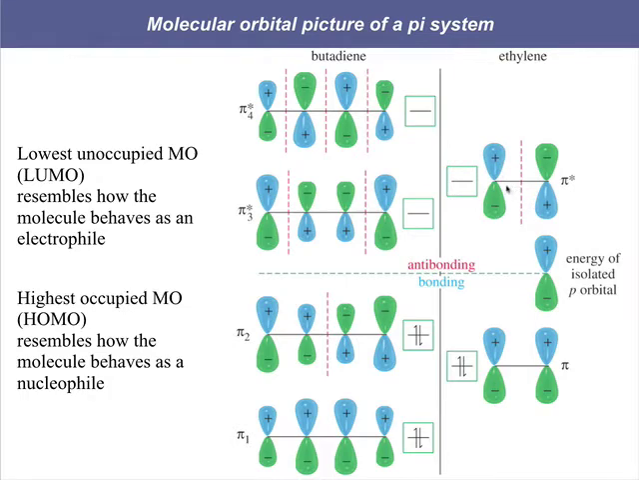And remember, since each individual p orbital donated 1 electron into the system, we have 2 electrons right here, and they get to fill into the bottom orbital.